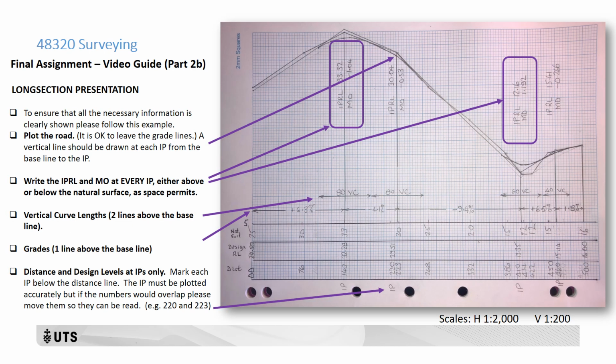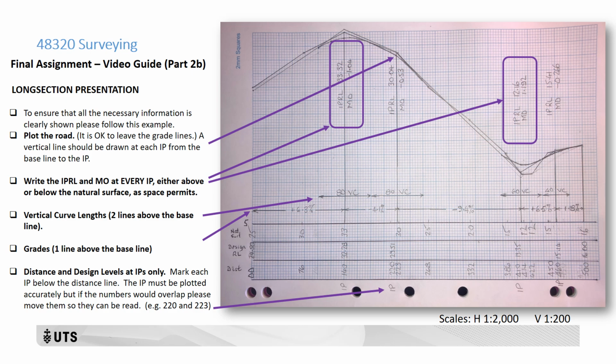Okay, a lot of information needs to go here. You need to plot the road. It's okay to leave the grade lines through, and a vertical line should be drawn at each IP from the baseline up to the IP. You need to write the IPRL and the mid-ordinate at every IP, either above or below the natural surface as space permits. I just highlighted 2 of the 4, one's below, one's above, because that's where they fit.